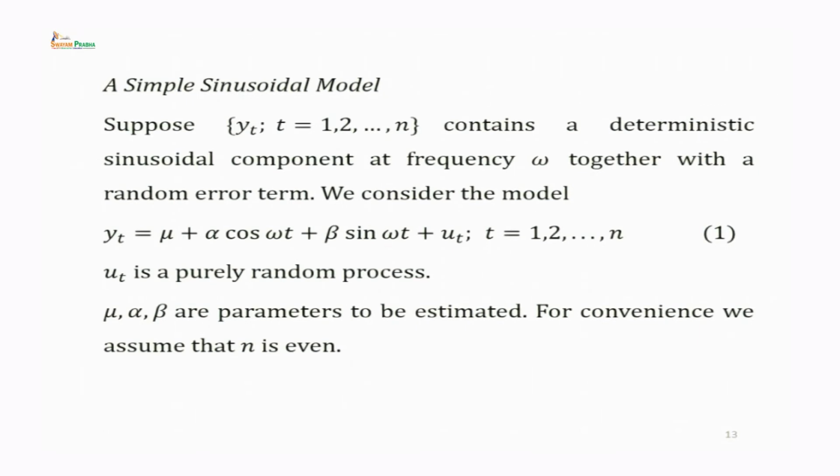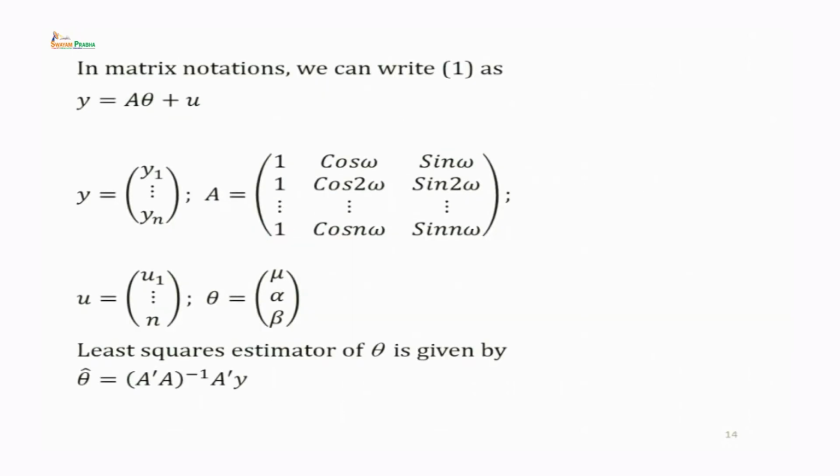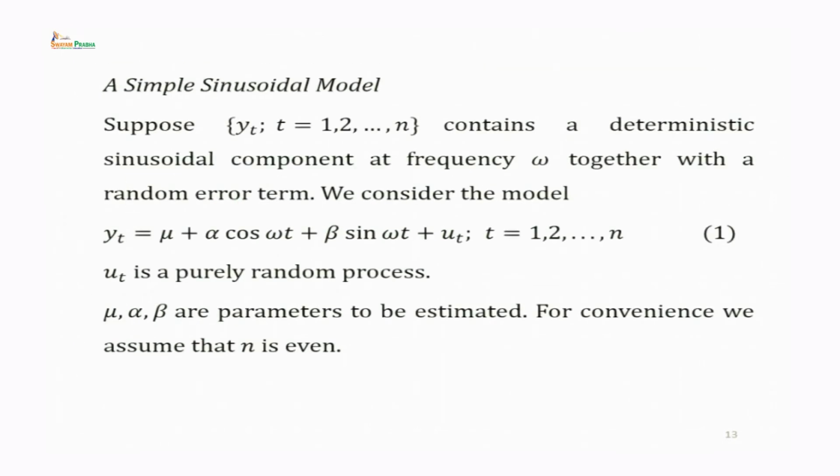Here u t is a purely random process, mu, alpha and beta are the parameters to be estimated, and just for convenience we assume that n is an even number. Then you can write the model 1 in matrix notation as, say, y equal to y 1, y 2, y n, and then you define matrix A as its first column consists of 1, 1, 1, and so on. So, the first column corresponds to the intercept term.